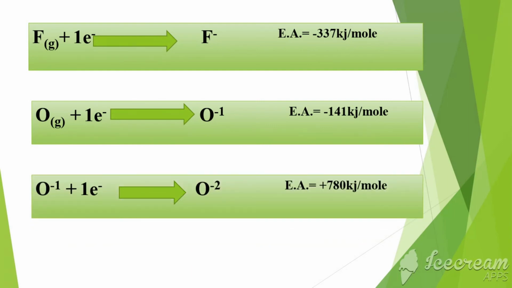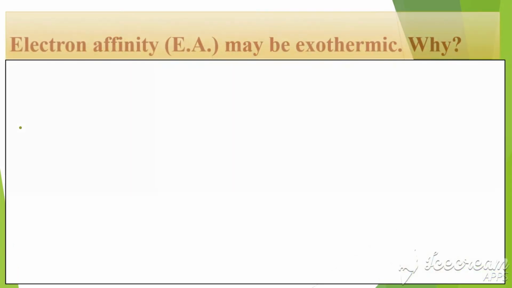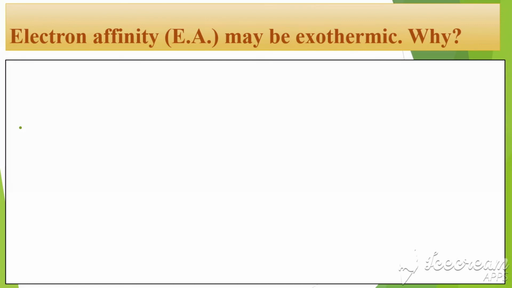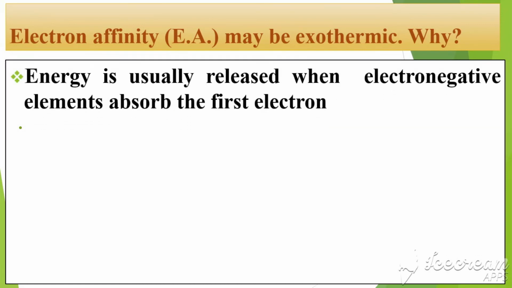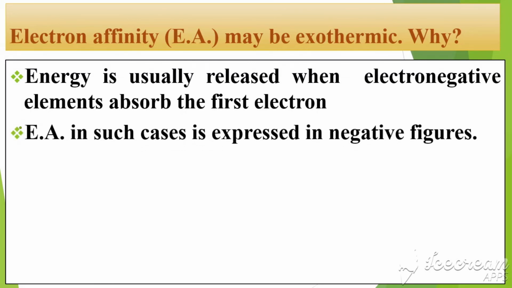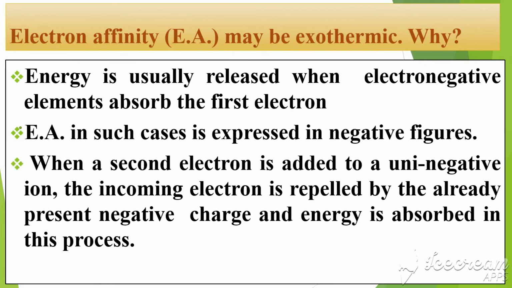But when second electron is added to negatively charged oxygen ion, then there is repulsion between incoming electron and negative charge. To overcome that repulsion, energy is required, so second electron affinity is endothermic. Why may electron affinity be exothermic? Energy is released when electron is added to gaseous atom to form uni-negative ion, and it is exothermic, so expressed in negative figure. But when second electron is added to uni-negative ion, incoming electron is repelled.